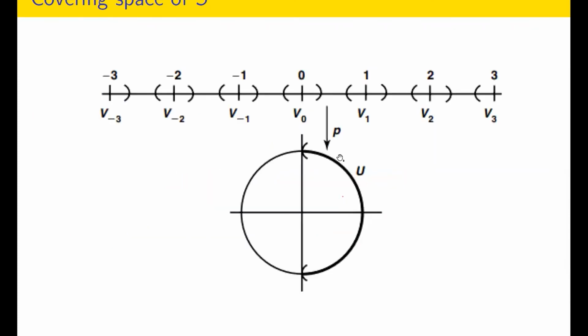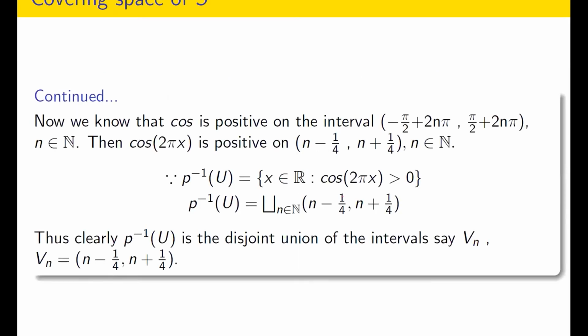So this is our U. I'm taking AB in the first or fourth quadrant. So we choose this U, and this Vn will look like this. V0 will be minus 1 by 4 to 1 by 4, and the others we can write similarly. And clearly this is disjoint. Now we got P inverse U as a disjoint union of Vn's.